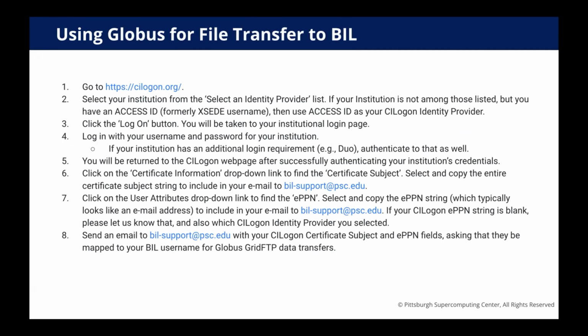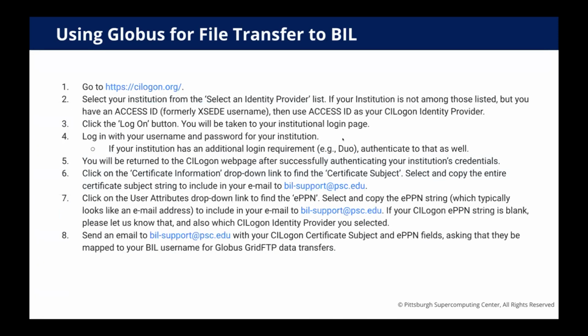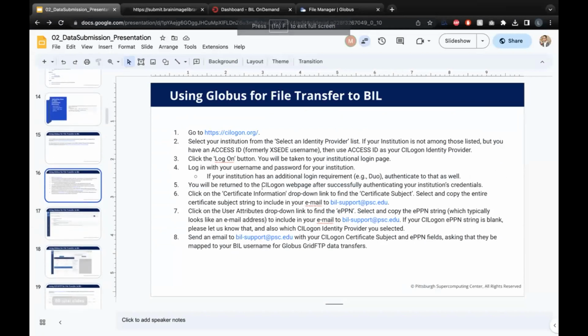Once you've done that, you'll have the information that you'll need to send over to BIL support to get the endpoint to submit to. I'll show where that is on the next slide, but it's under the user attributes dropdown. I'll show that next here, the information you need to send in that ticket to get the endpoint. Or I can actually show it through the Globus itself. If you give me one moment.